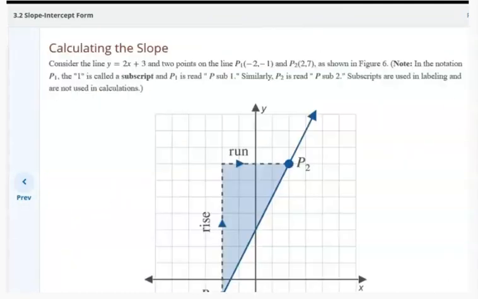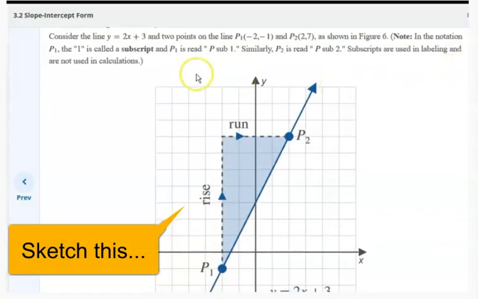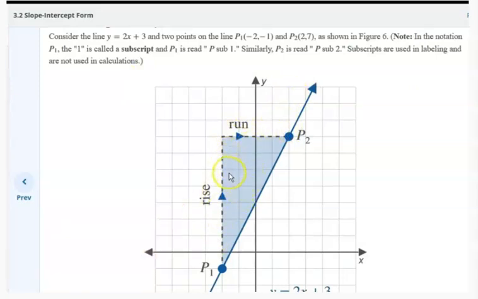Again, a little more background and calculating slope. Now, we have a slope formula, but looking at the graph, you can also pick out the slope by making what is called a right triangle, where you have a right angle here somewhere. This is a little right angle.